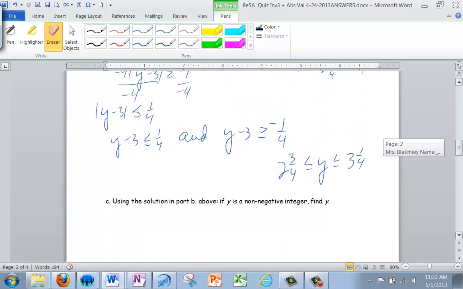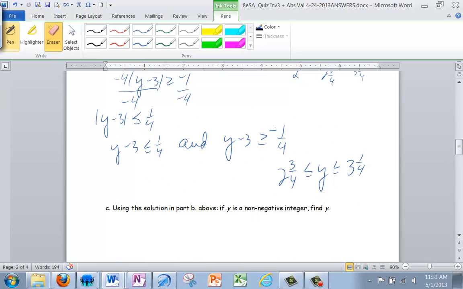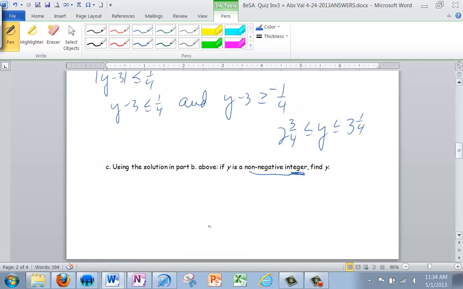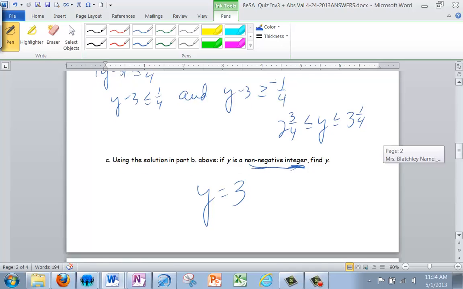you get down here and it says, using your solution to part B, if y is non-negative, please tell me what y has to be. A non-negative integer. Integer means no fractions. So if you go up here and you look at this, the only number in here that's not a fraction is 3. So therefore your correct answer is y equals 3. Now, if you had a wrong answer in part B, then if you have difficulties and want to know what it would have been, I can help you with that. But a lot of you just looked at it and didn't know what it was saying. Look, it's not asking for anything unusual. It just says if this is an integer and it's not negative, which it can't be anyway, just tell me what the answer is. Okay?